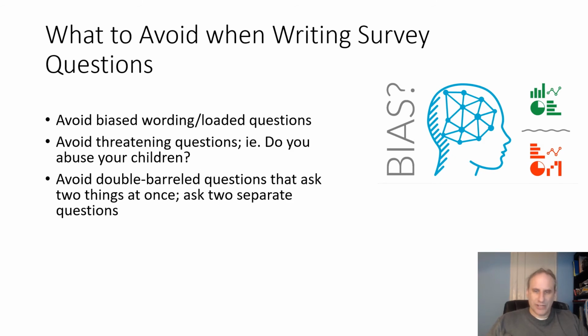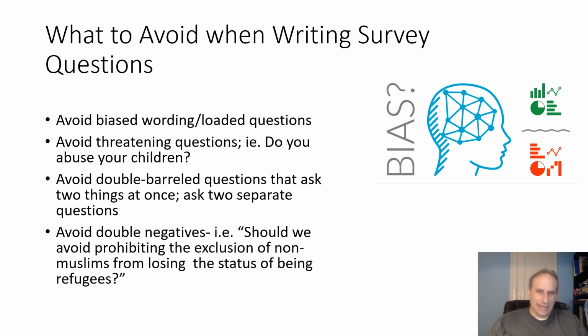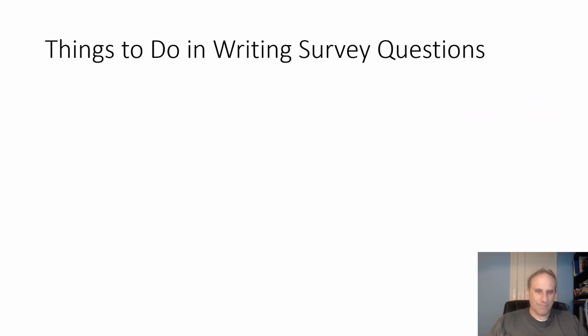Avoid double-barreled questions that ask two things at once. Instead, ask two separate questions. Don't say, do you receive food stamps and earned income tax credit? It's far better to ask those individually, because maybe they get one but not the other, and being asked about both can confuse the question. Avoid double negatives. Should we avoid prohibiting the exclusion of non-Muslims from losing the status of being refugees? Okay, that's convoluted, but there are less convoluted versions that are still hard for people to separate out when there are too many negatives in the sentence.